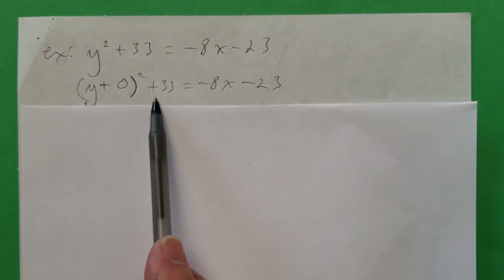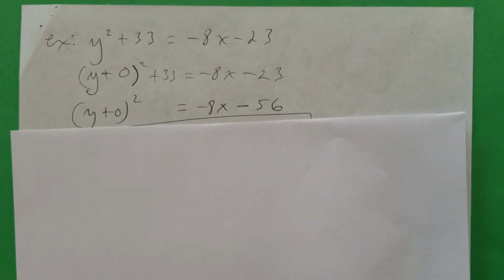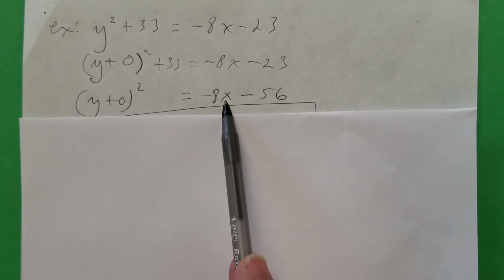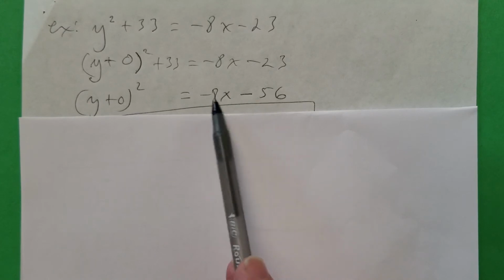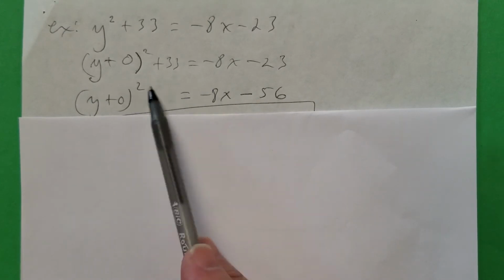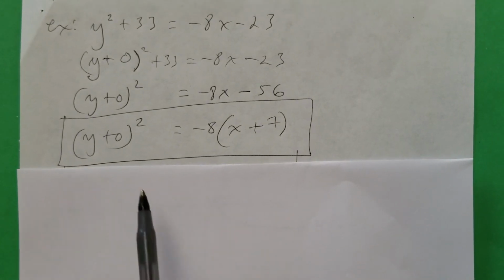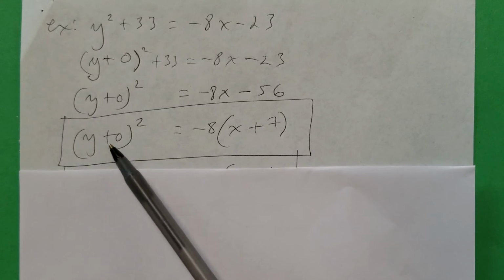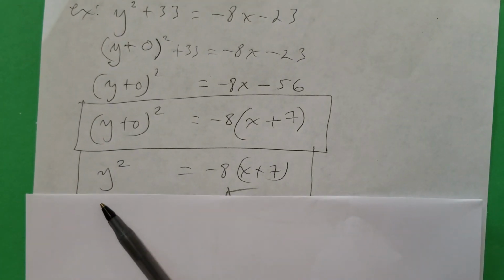So let me get rid of the 33. Minus 33 minus 33, you get that. Getting closer, right? Now how do I get the x in the parentheses and the x by itself? Pull out the negative 8. If you factor out the negative 8, you get that. And I'm done. This is in the correct standard form, right? You don't need to put the 0 there. You could have left it like this. I know this doesn't look like the standard form, but it is, because y plus 0 is y.